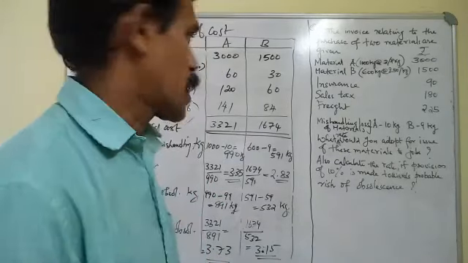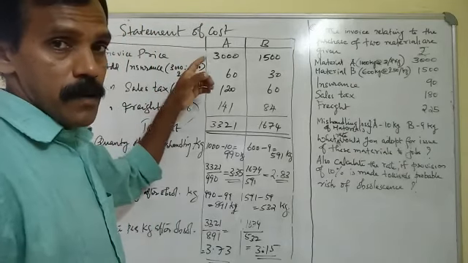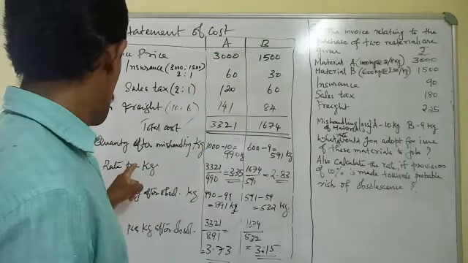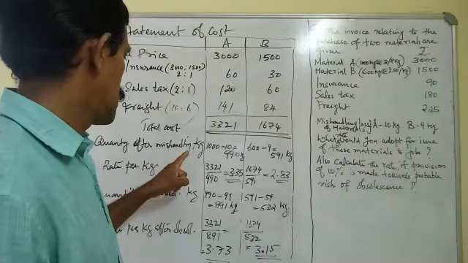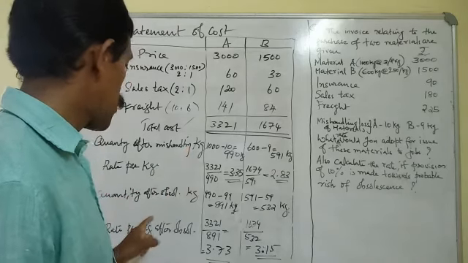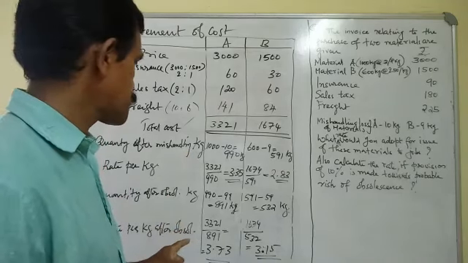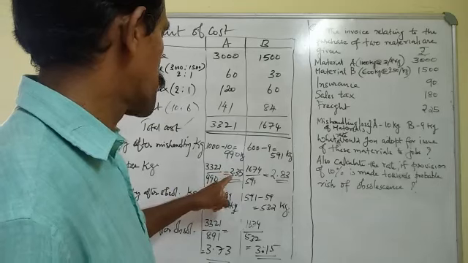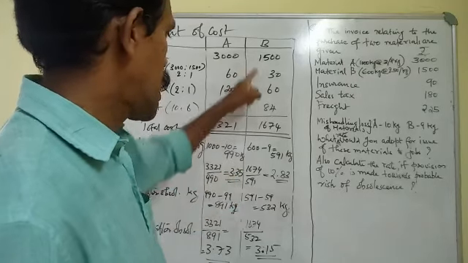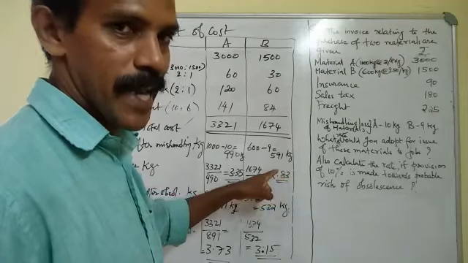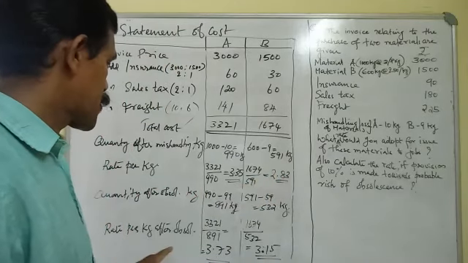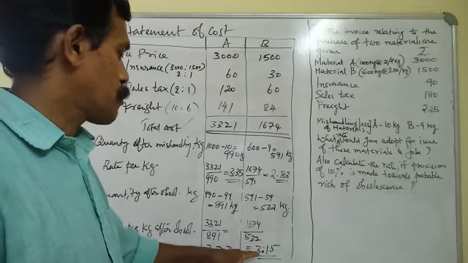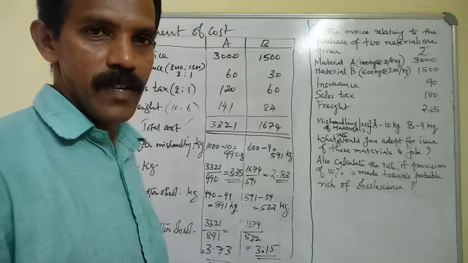This is the way we can find out the per kilogram rate of material A and B after mishandling and then after obsolescence of 10%. After mishandling, rate per kilogram comes to 3.35 in case of A, and in case of B that comes to 2.83. Then rate after obsolescence in case of A is 3.73, and in case of B 3.15. I think it is clear for all of you.